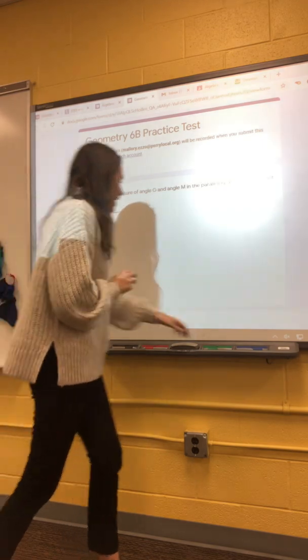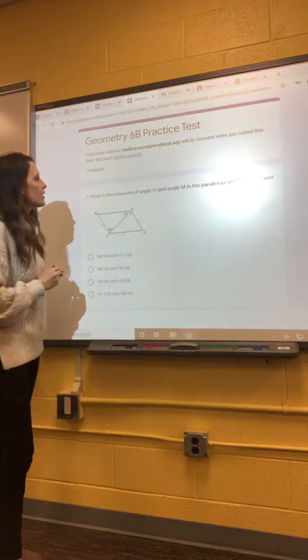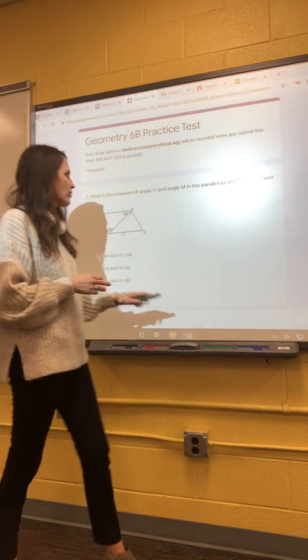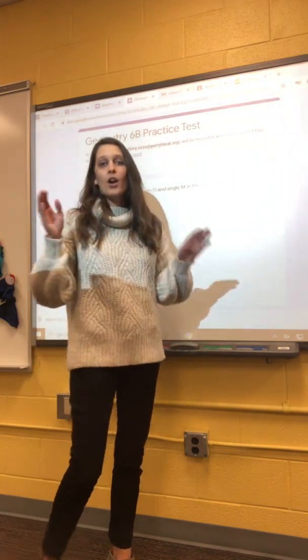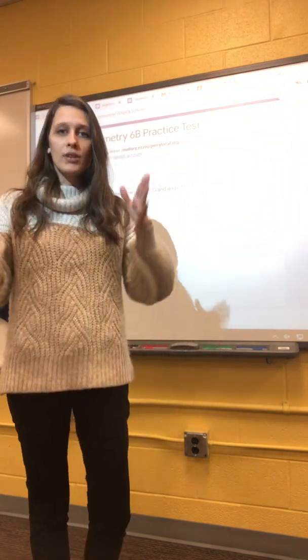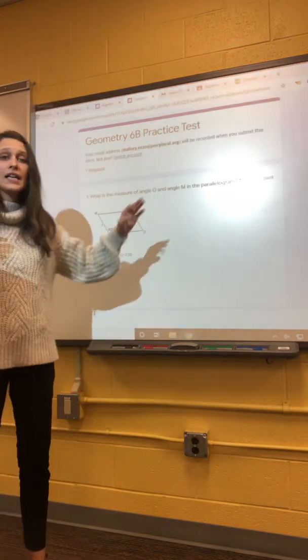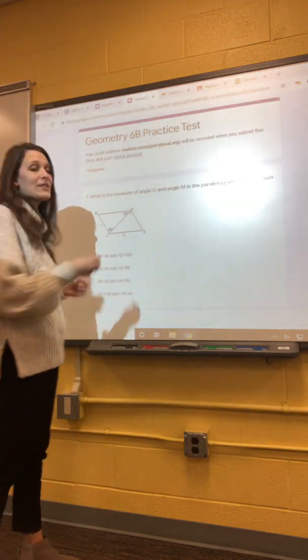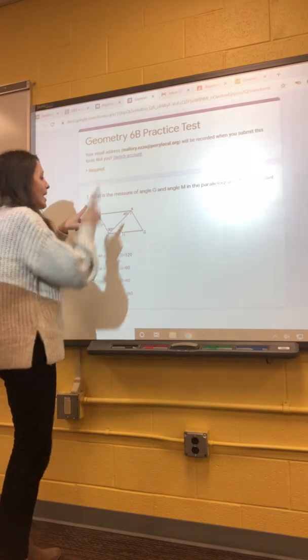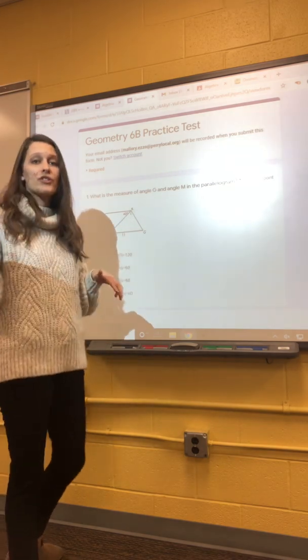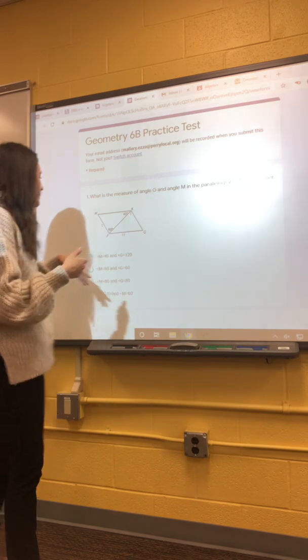So, for number 1, it says, what is the measure of angle G and M in the parallelogram? When you take this test tomorrow, you need to have your graphic organizer out looking at it. Because in the parallelogram box, it tells us opposite angles are equal to each other. M and G are opposite each other. So that means whatever G is, that's going to be your answer for M as well.